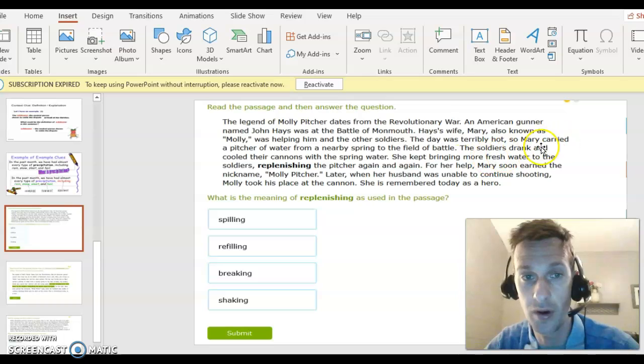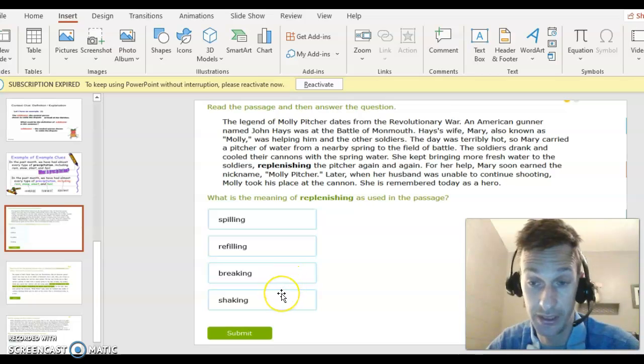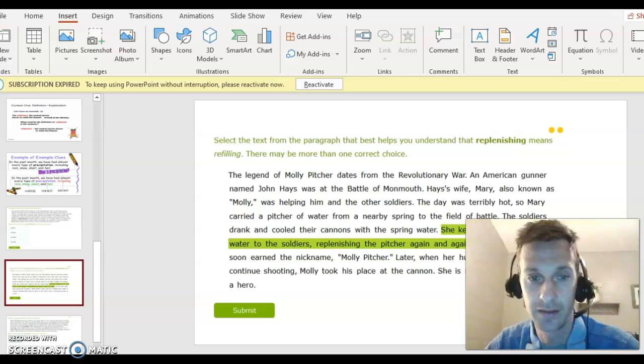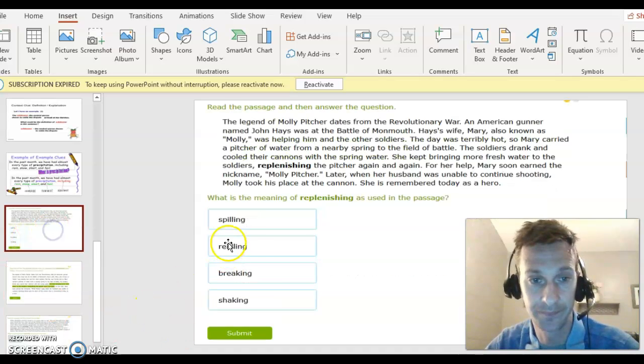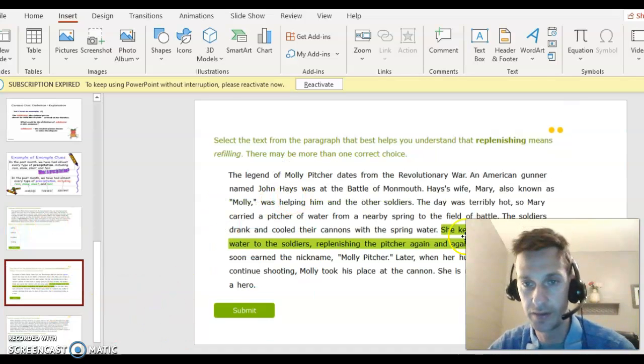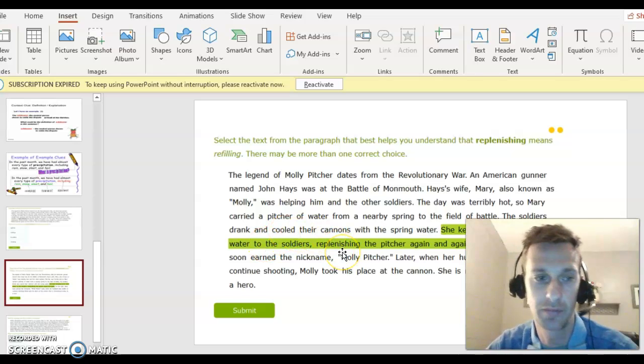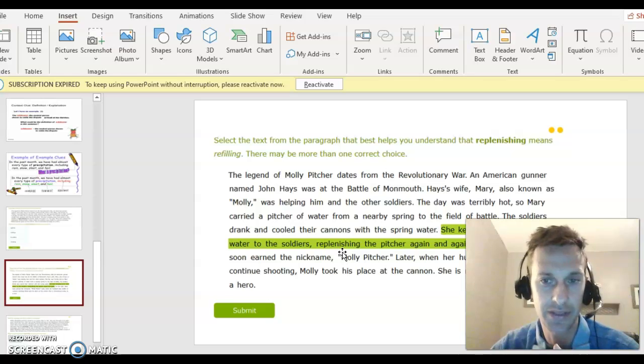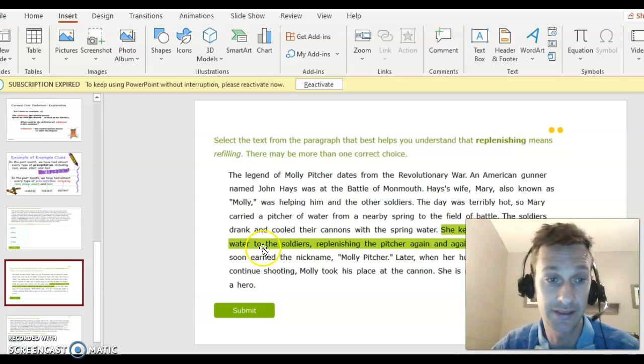So if she's bringing more water to the soldiers, what is she doing? What does replenishing mean? Spilling? No. Refilling? Possibly. Breaking more water? No. Shaking more water? No. All right, so if we look at it, the answer is refilling, right? And how do we know it? She kept bringing more fresh water, replenishing the pitcher again and again. Okay? That's how we use context clues. We look at the words near and around it, and decide our answer.